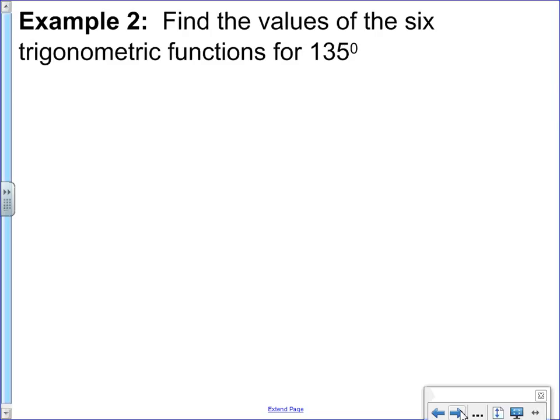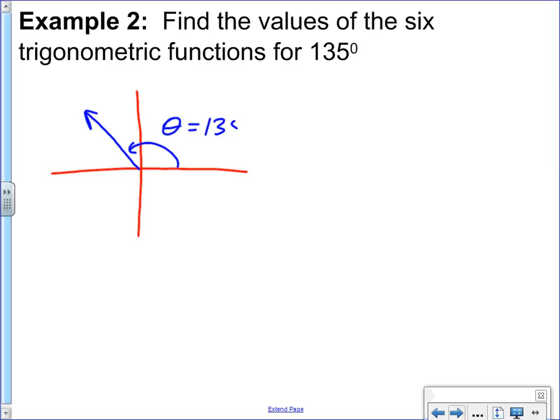Here we go. 135 is in which quadrant? It's in the second quadrant. That's right. This is 135. For the reference angle, you do 180 minus 135, which is 45. So this little piece right here, the reference angle, is 45 degrees. So when you do the sine, cosine, and tangent of 135, you're really doing the sine, cosine, and tangent of 45.